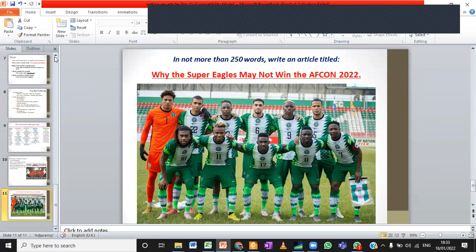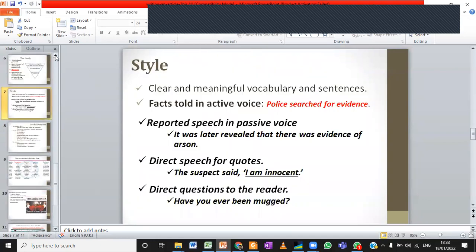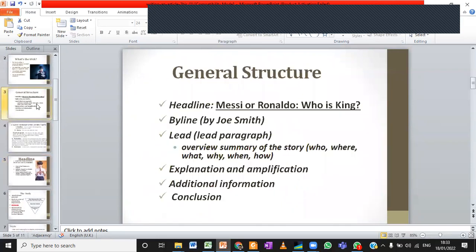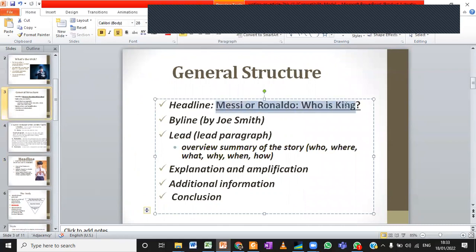Good. So let's start with this Ronaldo and Messi thing. Ronaldo or Messi, who is king? Okay, I just want the first paragraph. The who is there, Messi or Ronaldo. Where? I don't think where is kind of important. What is who will win? Who is the king, right? Why? This way you give your reasons. When? I don't think it's that necessary. How? Maybe.